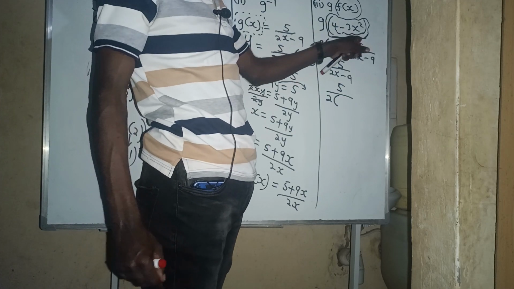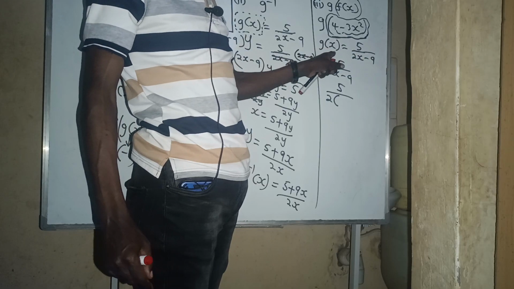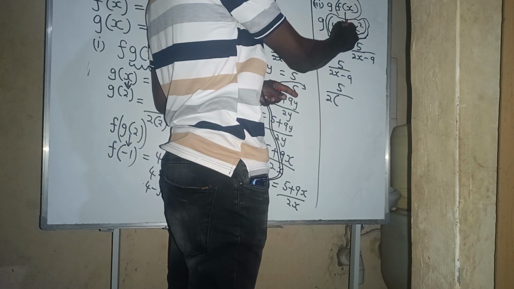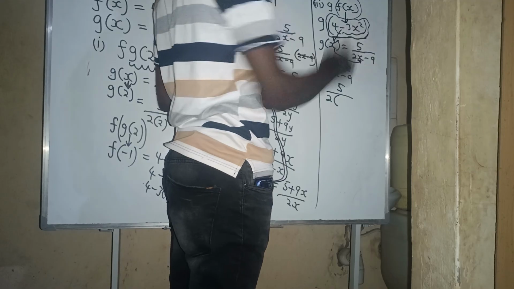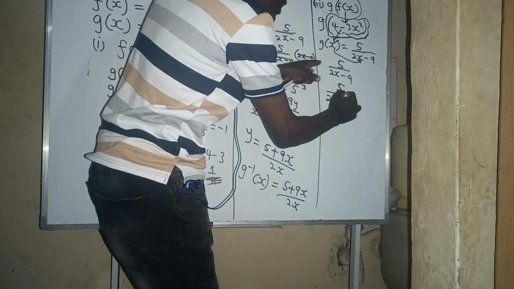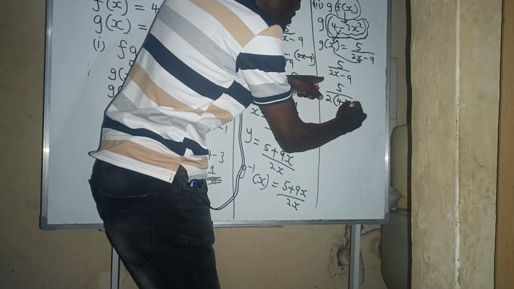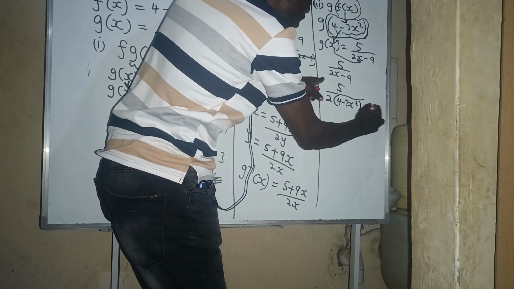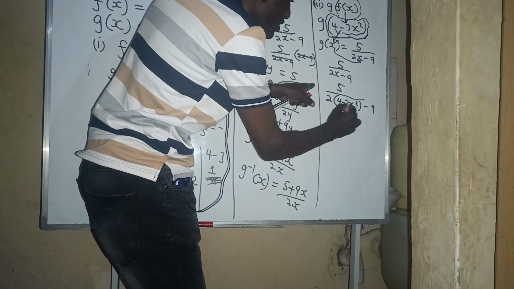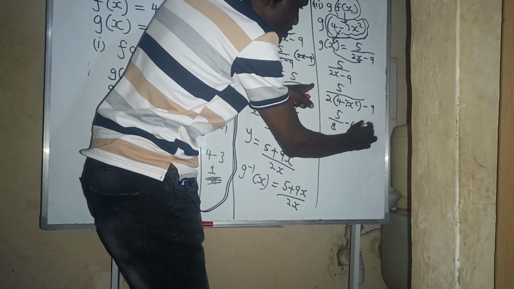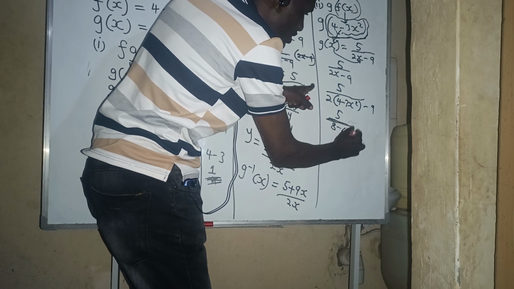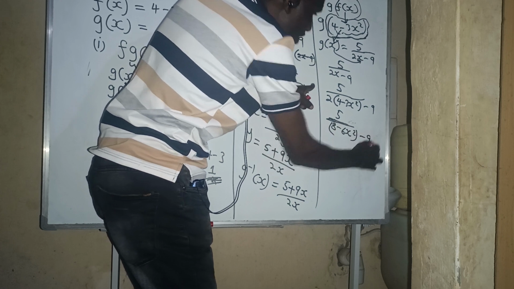The function of g is here, 5 over 2x minus 9. Now what is x? For this function of g, it is the function of f, which is this. So this becomes our x. So where there is x, you are going to put that. So you're going to take 4 minus 3x squared to put where there's what? X in this function. So 2 into, we have function of f, which is 4 minus 3x squared. Okay, then we say minus 9. We shall proceed and have 5 over 2 times 4, that is 8. Then minus 6x squared. Okay, just a minute. 8 minus 6x squared. Okay, then minus 9.